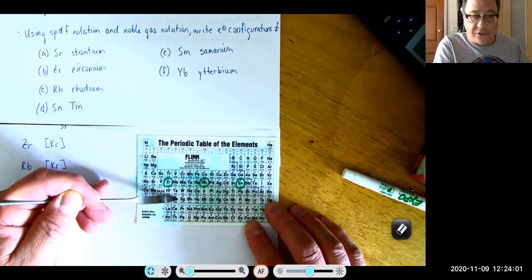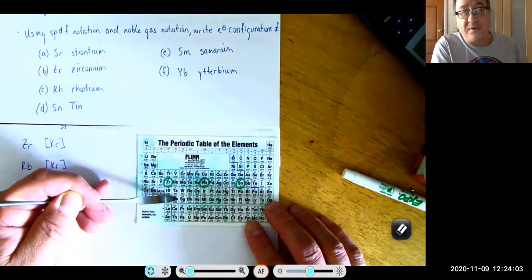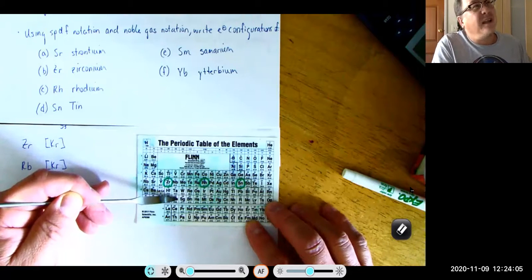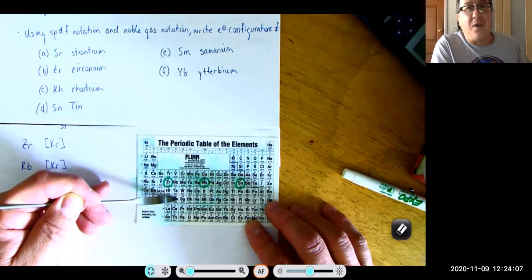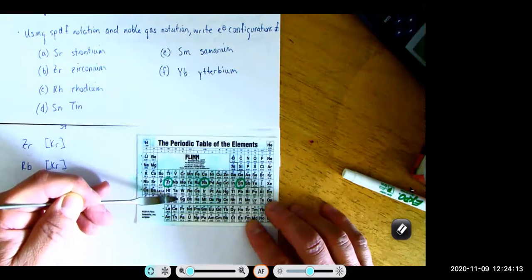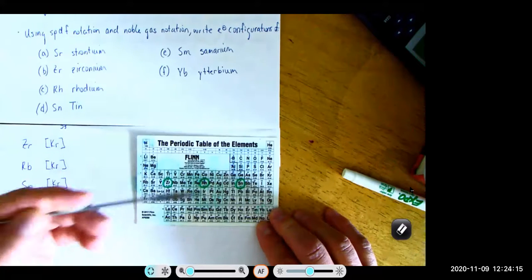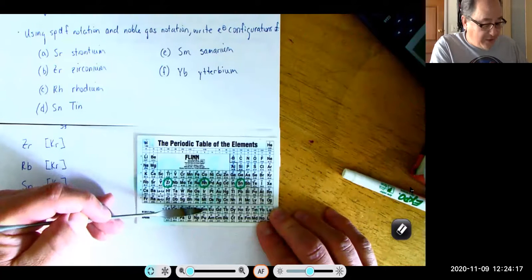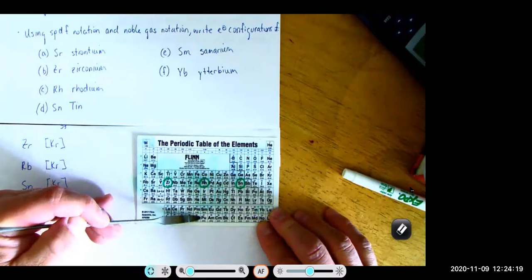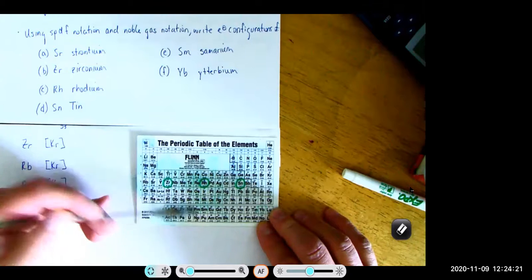And there's no such thing as a 4d. Let me say that again because I said it wrong. There's no such thing as a 3f. So guess what the f's start with? 4f. This is a 4f. If this is a 4f, what is this one? 5f.